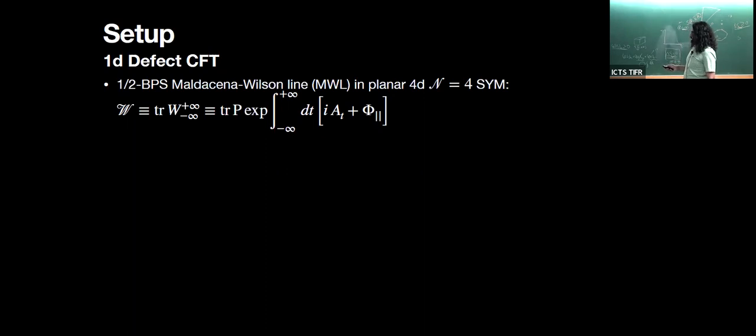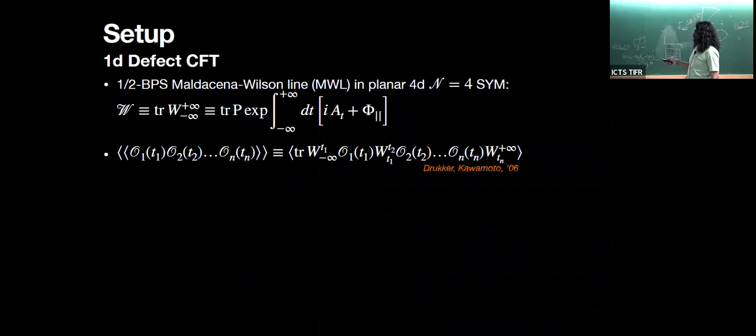You have a usual Wilson line in N=4 super Yang-Mills, but what makes it a half BPS Maldacena-Wilson line is that, along with the usual coupling to the gluon, you also include a coupling to one out of the 6 real scalars. And this is just an infinite line going from -infinity to +infinity. And actually, this half BPS Maldacena-Wilson line can be thought of as a defect CFT itself.